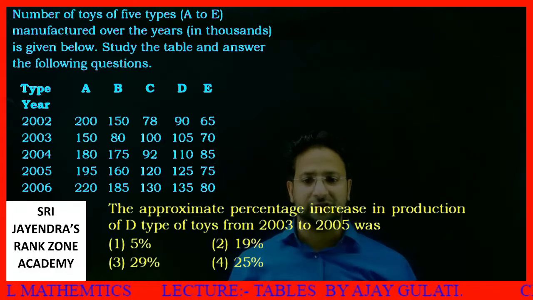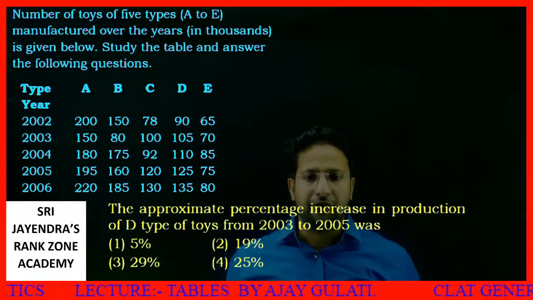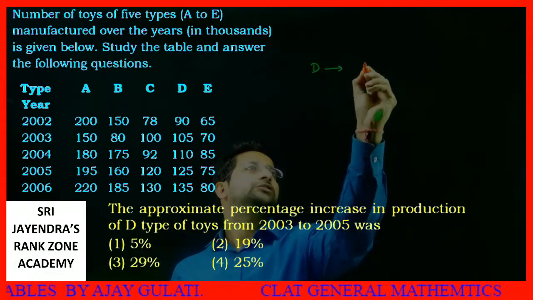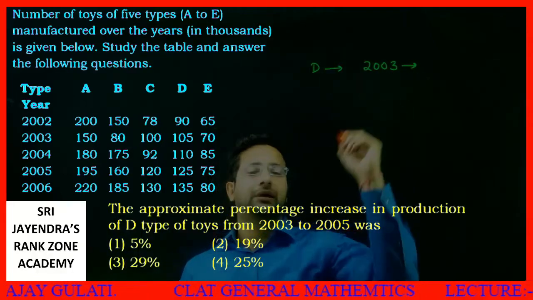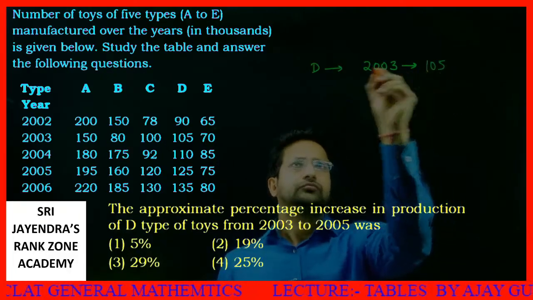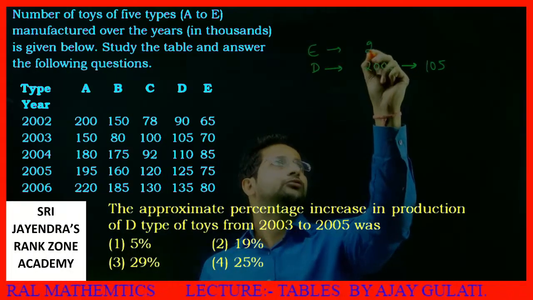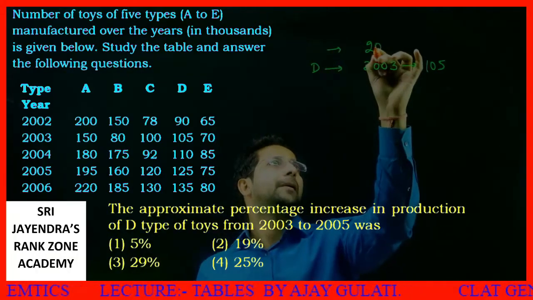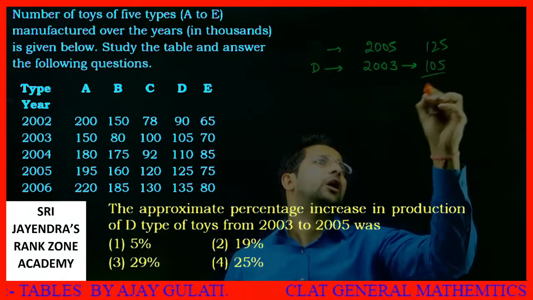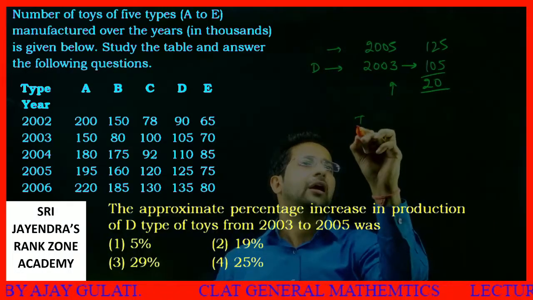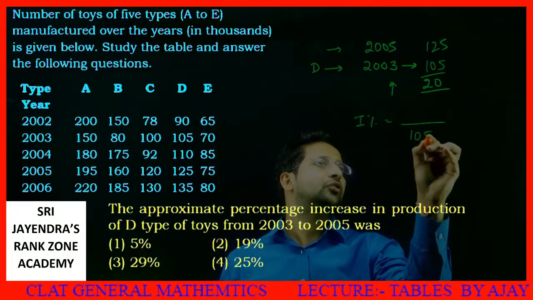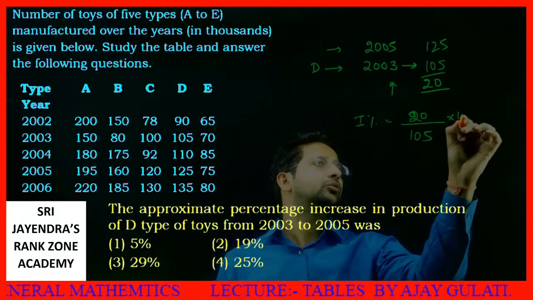The first question is the approximate percentage increase in production of D type of toys from 2003 to 2005. Type D, how much was it in 2003? Type D was 105. Type D in 2005 was 125. So how much is the increase? The increase is 20. Now if I need to find out the percentage increase, I can say 20 by 105 into 100.